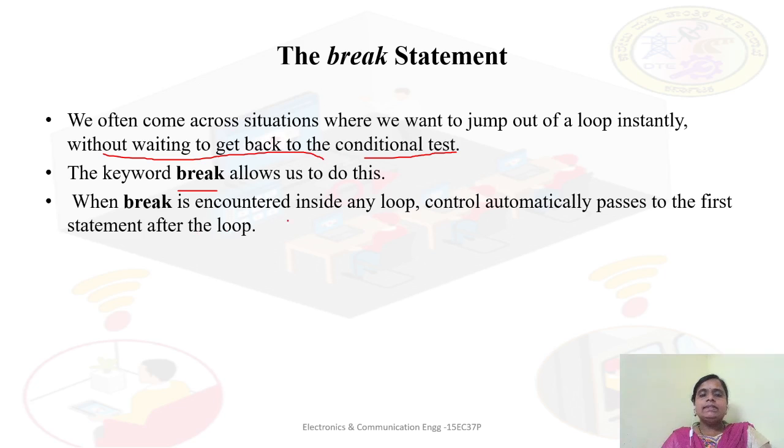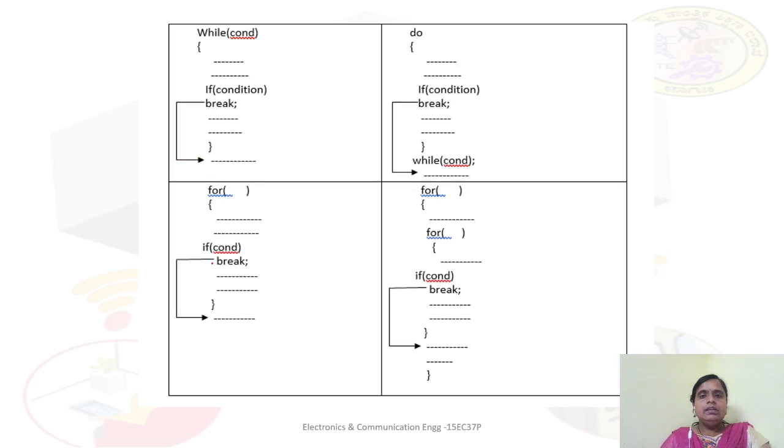So when break is encountered inside any loop, the control automatically comes out of the loop, that is, it goes to the first statement after the loop. So that is the break statement. Here you can see that if after this condition we write the break, it comes directly out of this if statement. Here it is for the while loop, and the same way it is for the do while. If I use a break, it comes out of the do and it goes for the while. It comes out of the do while completely.